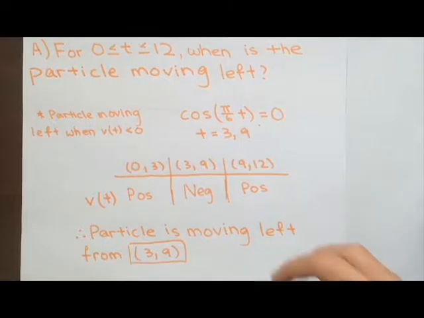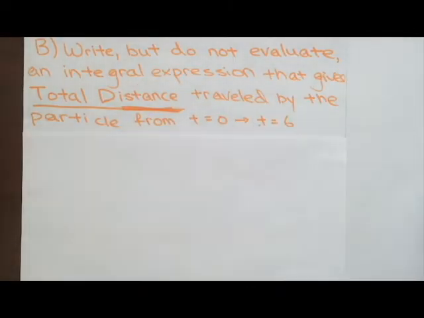So now let's move on to part B of the question. Part B states: write, but do not evaluate, an integral expression that gives the total distance traveled by the particle from t equals 0 to t equals 6.